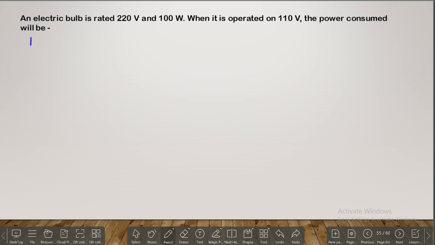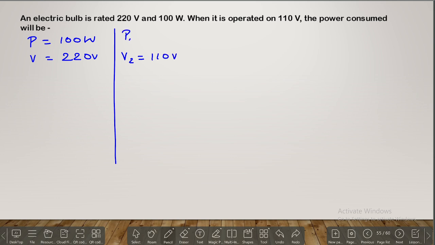Next, an electric bulb is rated. That means the power of the electric bulb is 100 watt, which is connected to a potential difference of V is equal to 220 volt. And when it is operated on 110 volt, by that time they are asking what is the power. So if the potential difference is changing, the resistance of the bulb won't change. So first by using these two data, let's calculate the resistance.